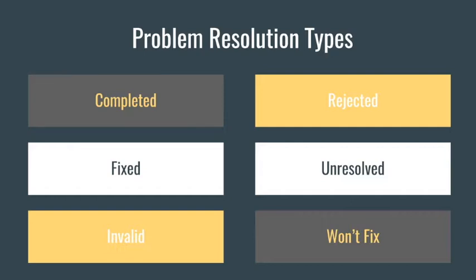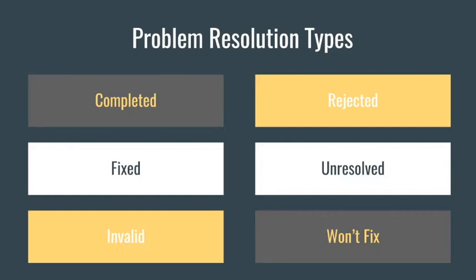But the most common ones are the ones displayed here on the screen, which are completed, fixed, invalid, rejected, unresolved, and won't fix. A completed problem is something where whatever work was going to be done by the person who got assigned this task is done. So whatever happened, the person is not going to keep working on that, and he or she considers that the work on that bug, even if it was fixed, not fixed, whatever happened, is done.